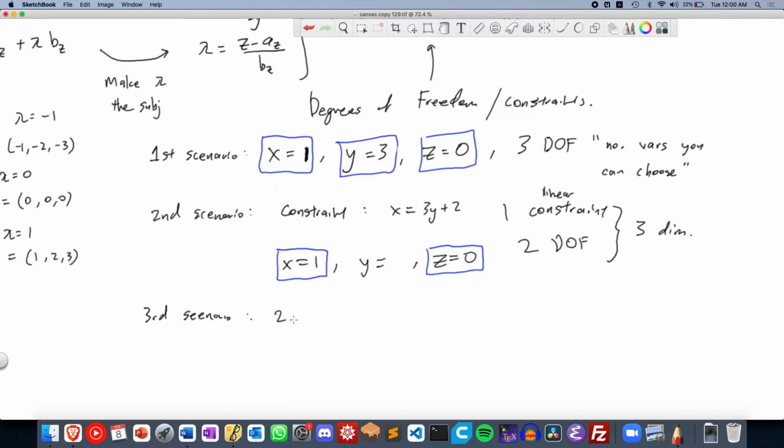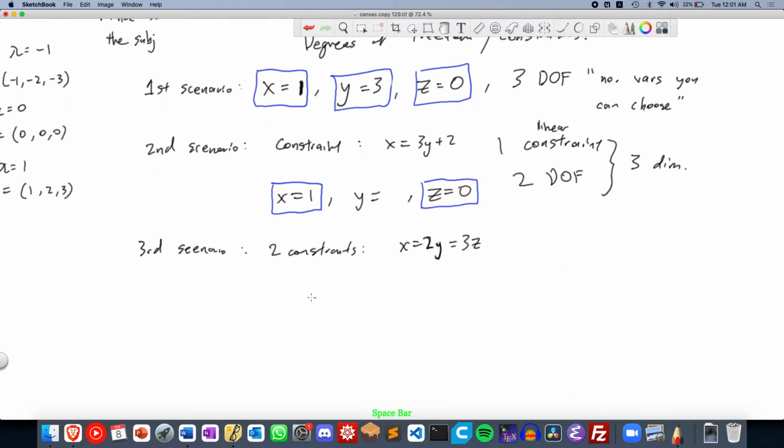Let's say we have 2 constraints. Let's say we have x equals 2y and equals, let's say, 3z. Then if you try to choose freely again, you can start off with one choice. So for example, you choose x equals, let's say you like the number 6.